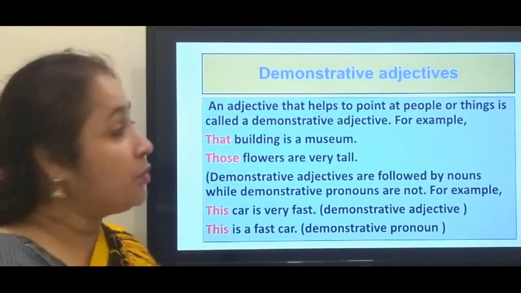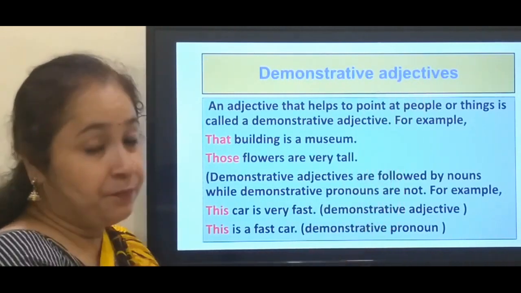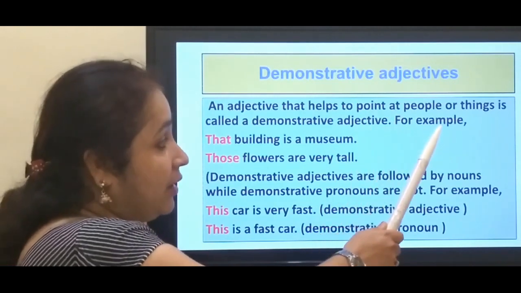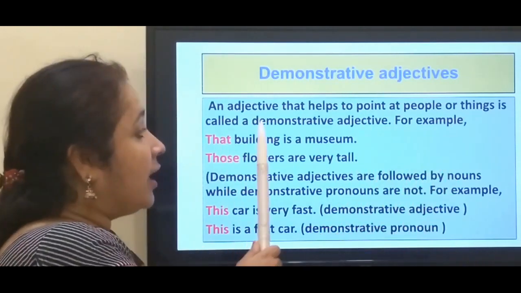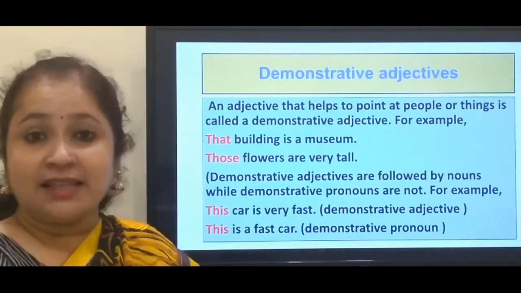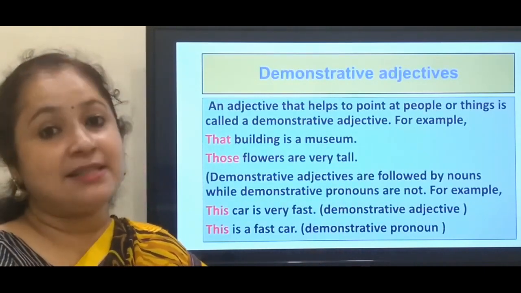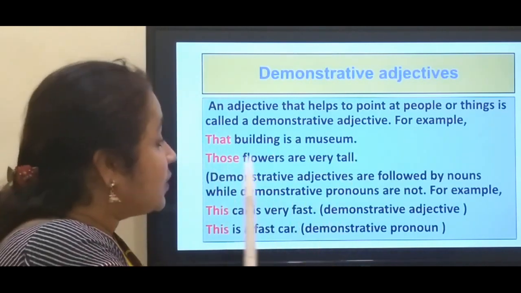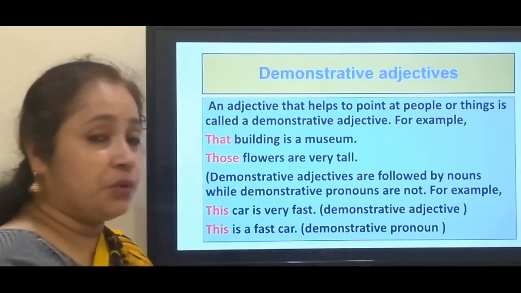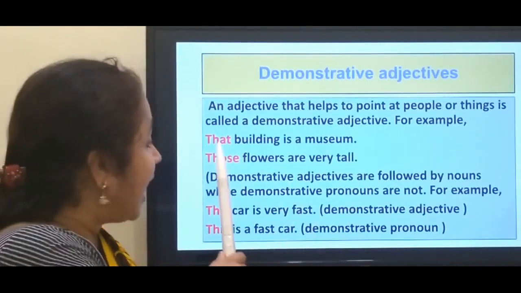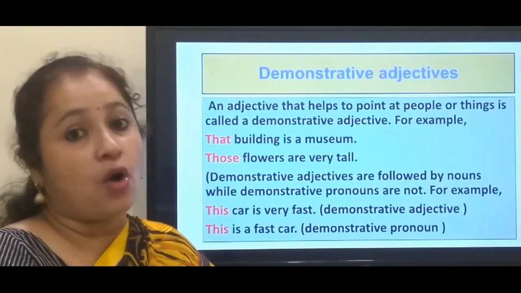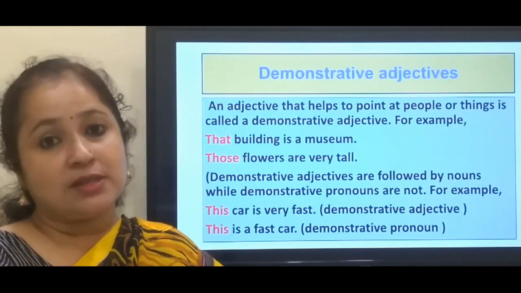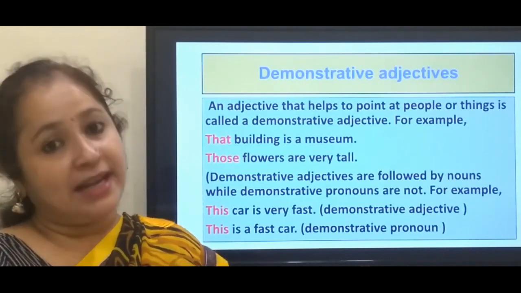Let us talk about demonstrative adjectives. An adjective that helps to point at people or things is called a demonstrative adjective. Let us understand with the help of these examples. That building is a museum. Those flowers are very tall. So students, here words like that and those are examples of demonstrative adjectives. Words like this, that, these, those are examples of demonstrative adjectives.